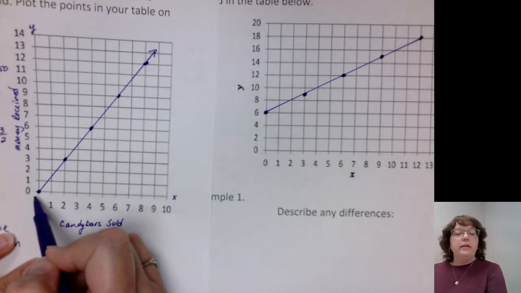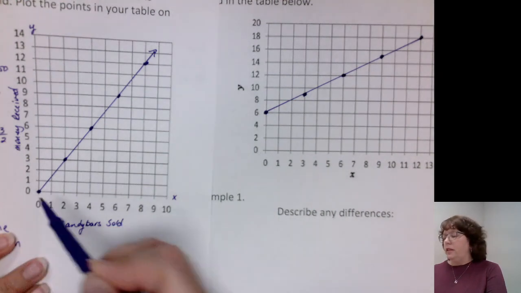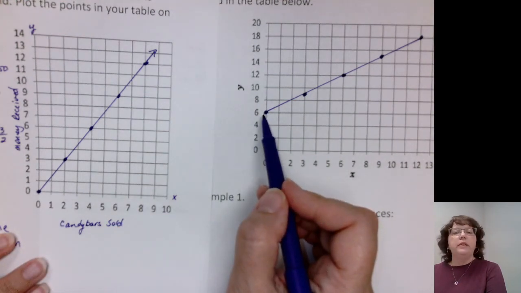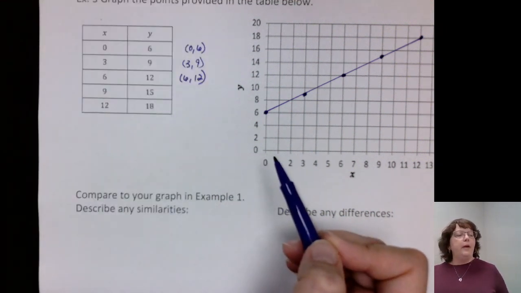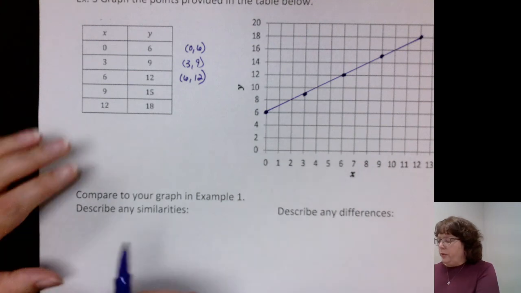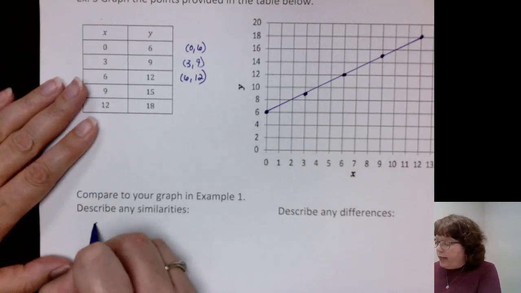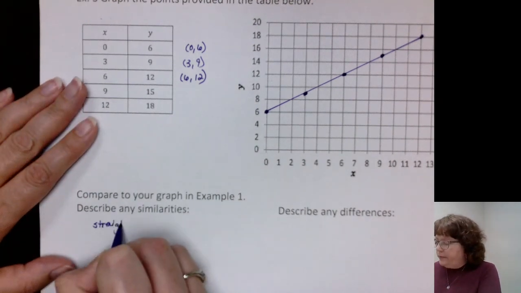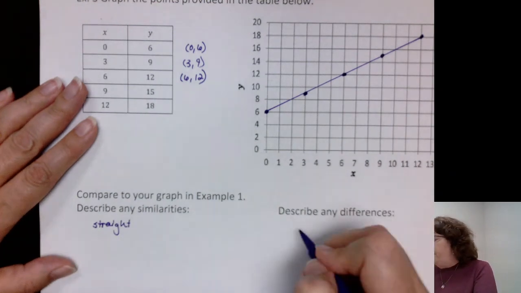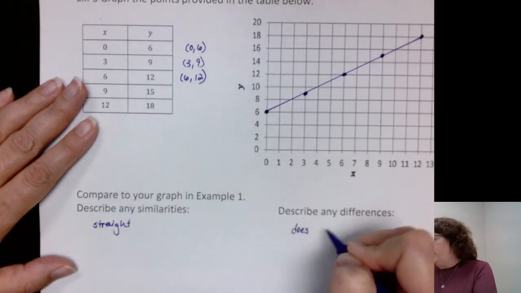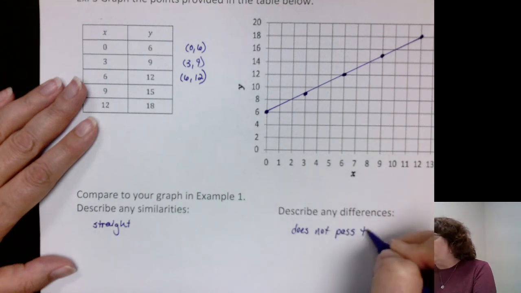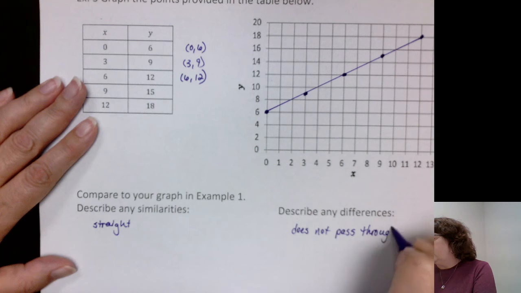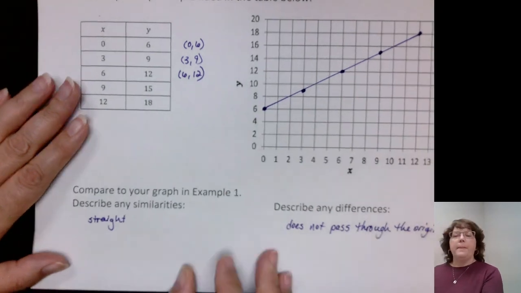Oh yeah, this one went through the origin, right? This one goes through the point 0, 6 and does not pass through the origin. Okay. So straight, but does not pass through origin. Does not pass through or start at the origin. Okay.